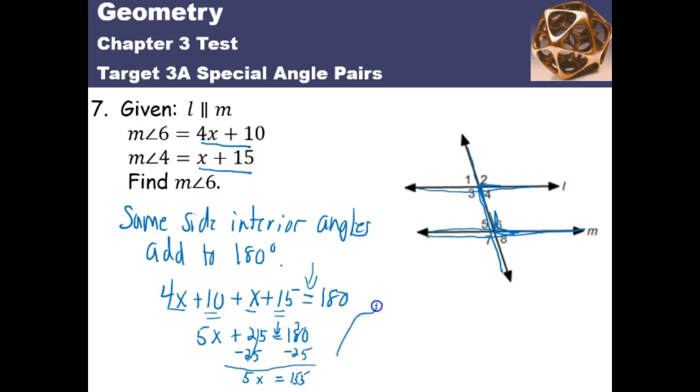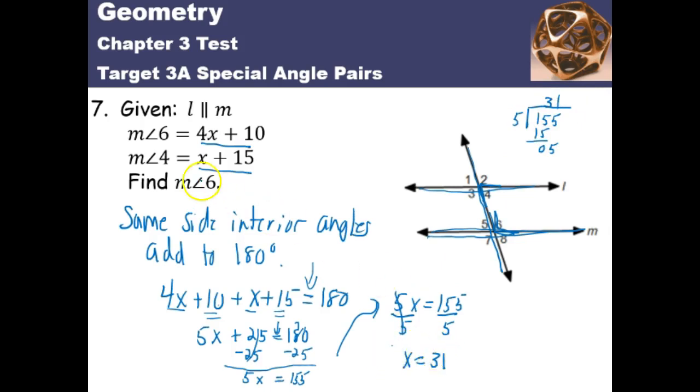So I'm running out of space, so let me write up here. 5x equals 155. Now this says 5 times x. The opposite of timesing is dividing, so I'm going to divide both sides by 5. And I get x is, I believe it's 31, but let's just double check it. 155 divided by 5. 5 goes into 15 three times, 0. Bring down the 5, it goes in 1 time. Yeah, so x is 31.